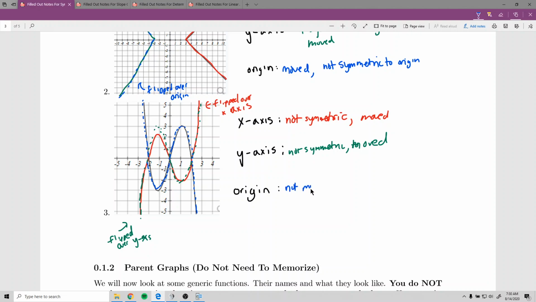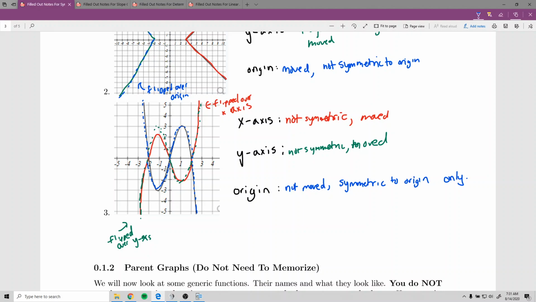This one did not move. It moved in between, but it didn't move at the end. That's what's important. So it is symmetric to the origin, and only the origin. So origin symmetry is the hardest one for sure. You just got to do both and see what happens.